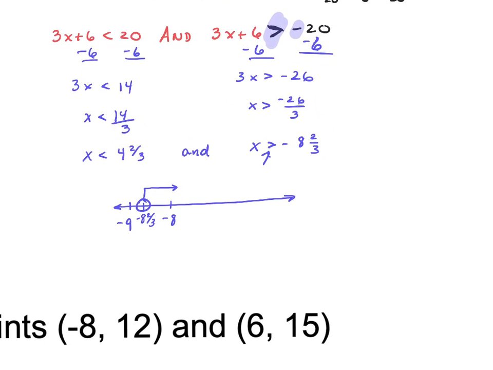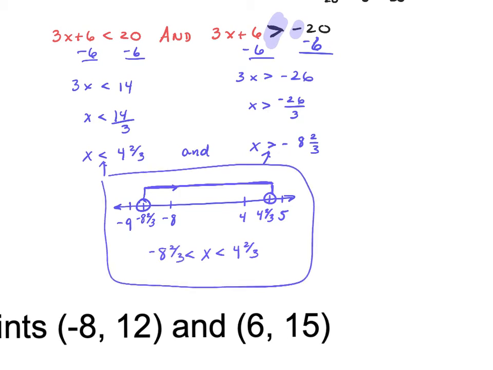The other one, 4 and 2 thirds, so that's between 4 and 5. So let's just come up here and mark 4 and 5. And so 4 and 2 thirds would be right about there. They're going to be less than it, so it points to the left. And so they overlap at all those points in between those two numbers, negative 8 and 2 thirds and 4 and 2 thirds. And we just write our solution like this, again pointing to the left, 4 and 2 thirds and negative 8 and 2 thirds.